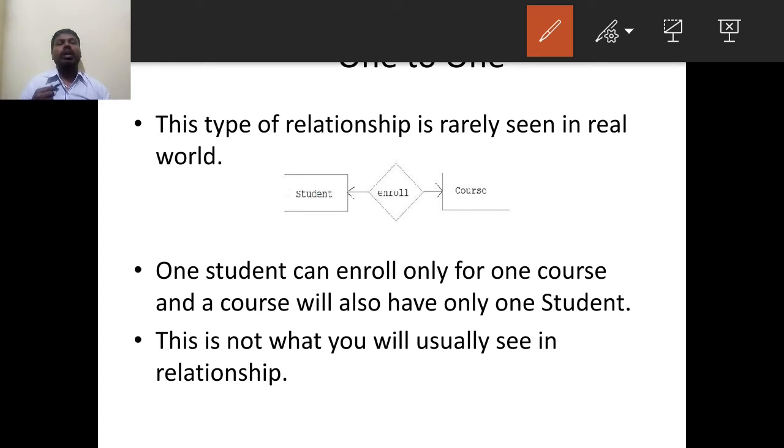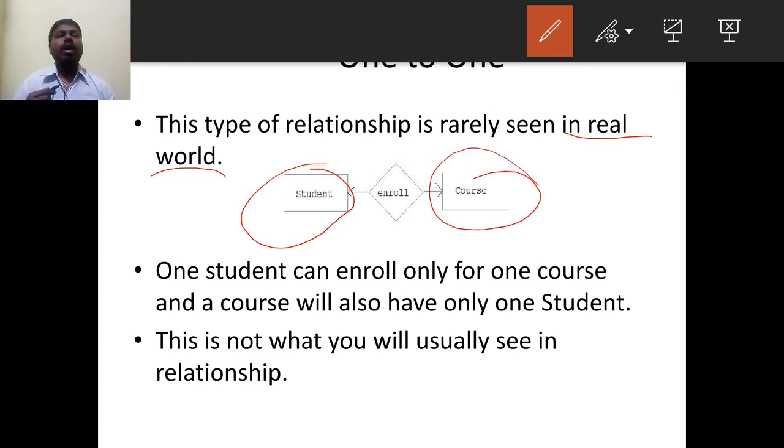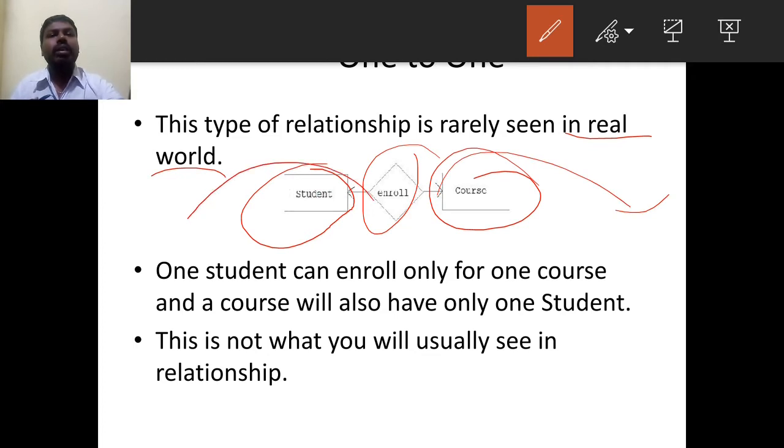See, this is the type of relationship. It is rarely seen in the real world. You can see this example. Student is an entity and course is an entity. How both entities are related, meaning having a relationship, is by enrolling. Here we can see one arrow mark, and here also you can see one arrow mark. See, one student can enroll for only one course, and a course will also have only one student.